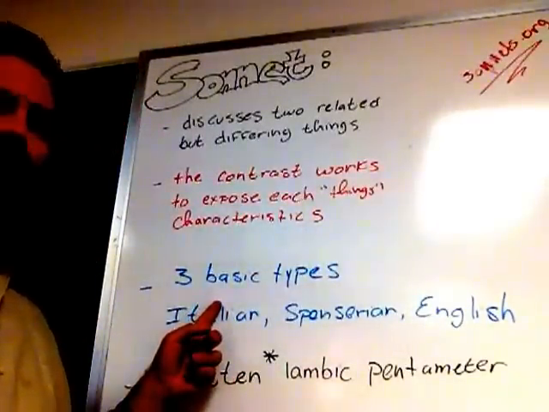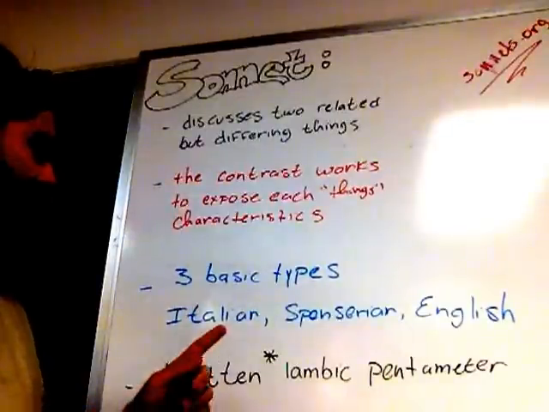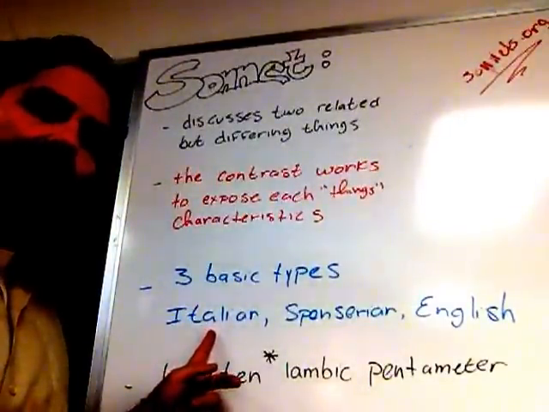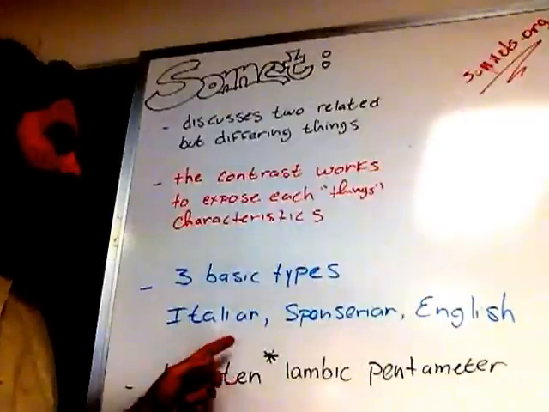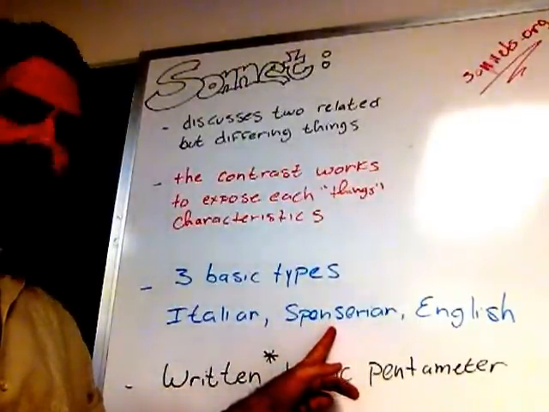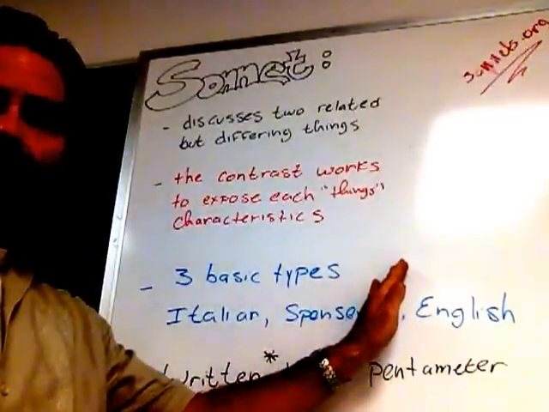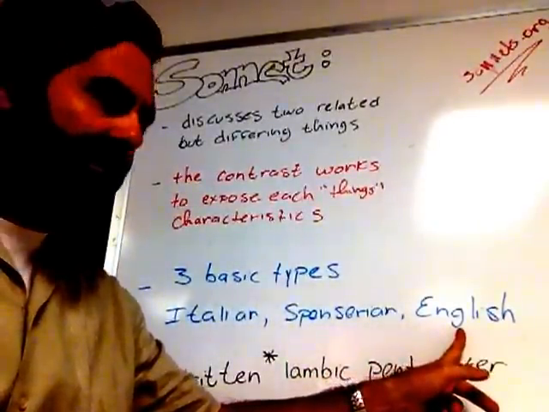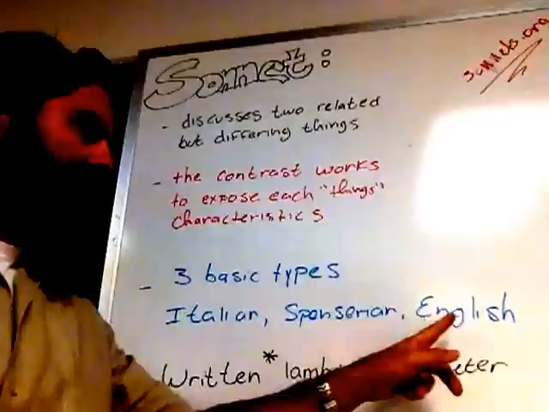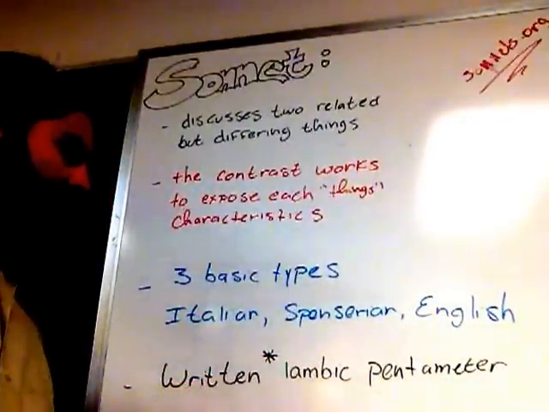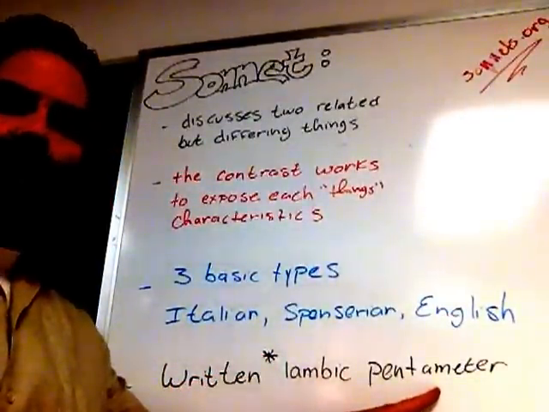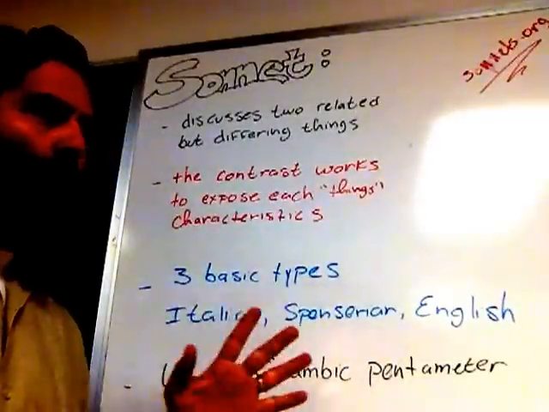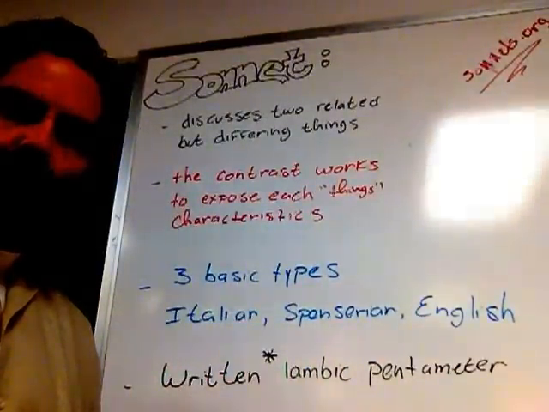There are three basic types of sonnets: the Italian, which we'll also call the Petrarchan, after Petrarch, a famous Italian poet; the Spenserian, after a man named Spenser; and the English, which we'll also learn is called the Shakespearean sonnet. Each one is written in iambic pentameter. What? Iambic pentameter. I'll have a whole video just on that for you.